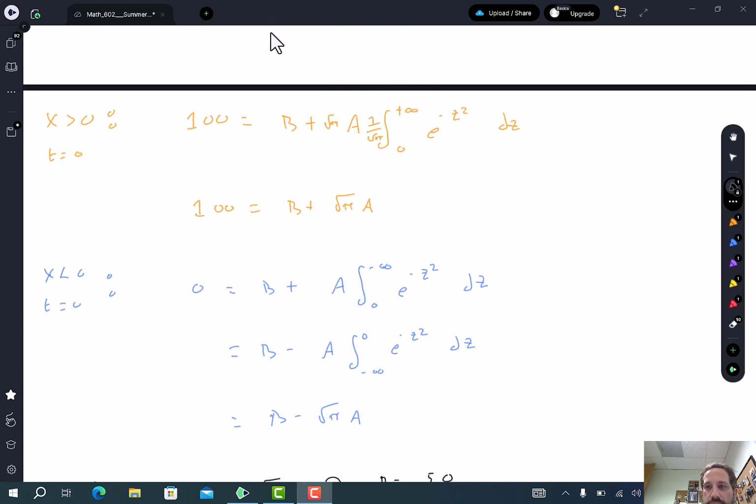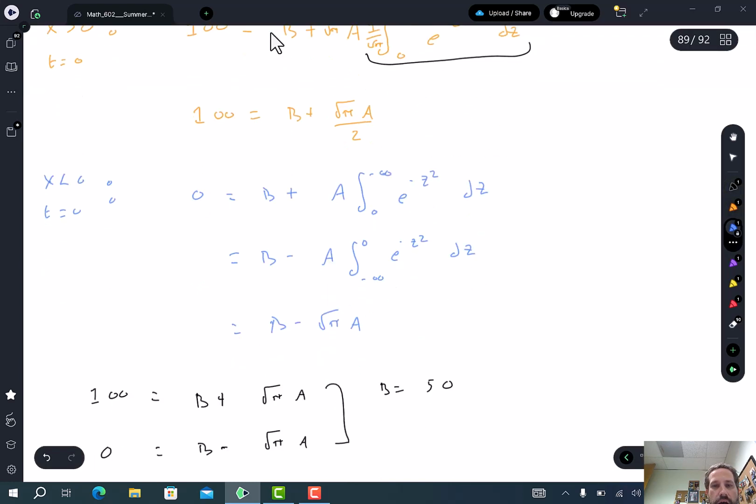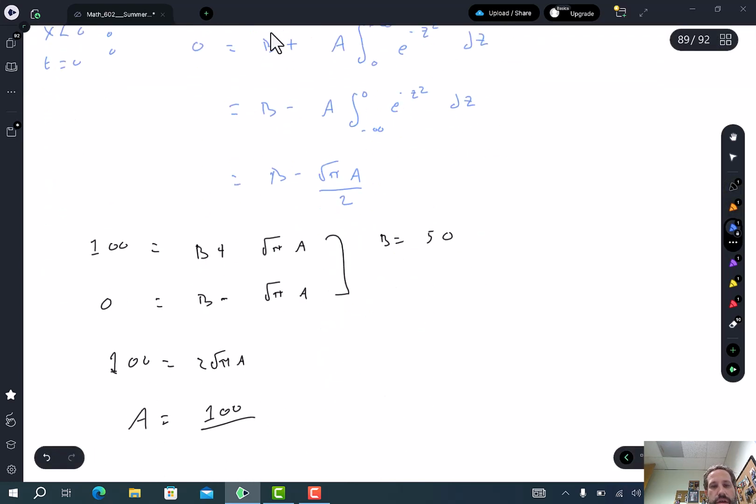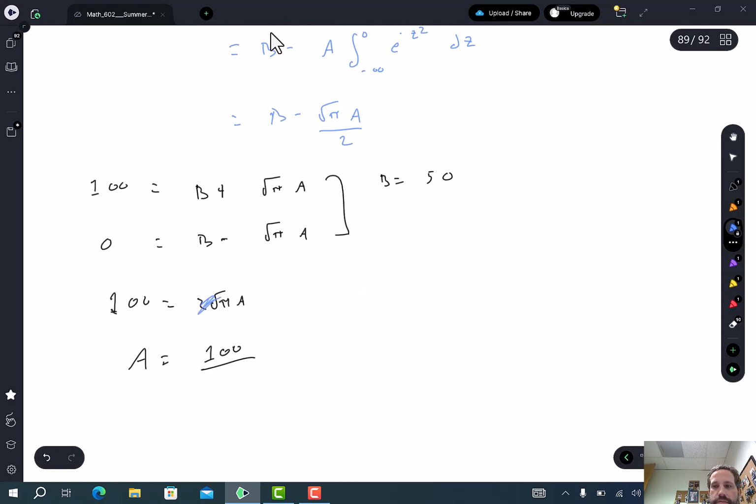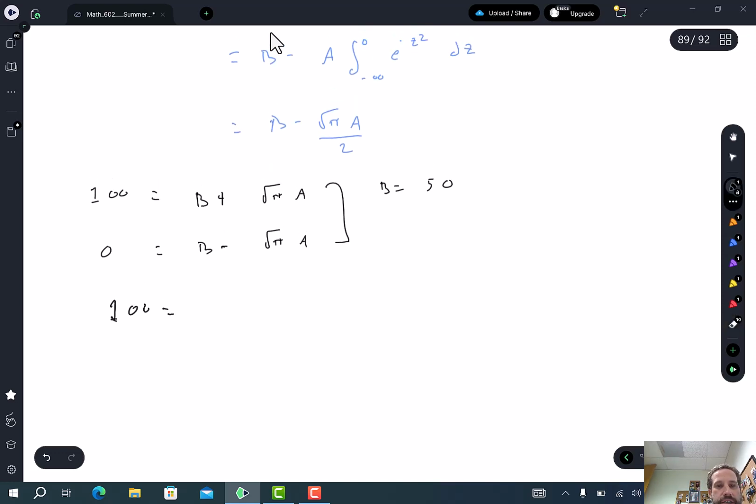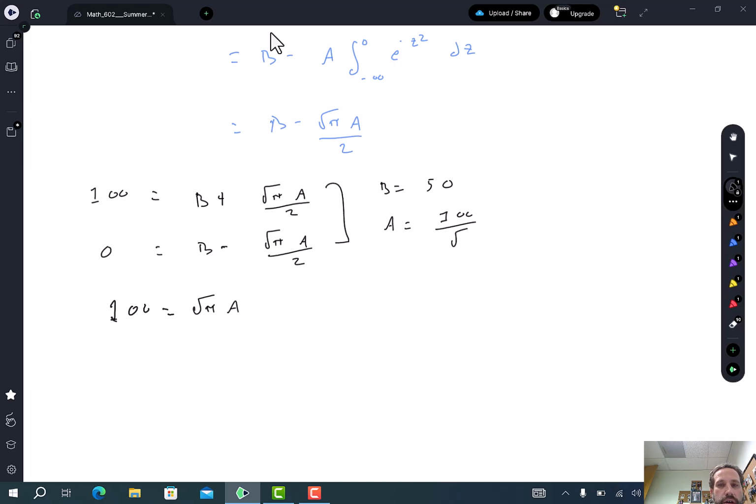Sorry, I just realized I made a mistake. That integral is equal to 1/2, so I need to divide that by 2, and divide this by 2. I could see that my answer wasn't going to give me the right thing, so I knew I had made a mistake somewhere. Sorry about that. So now if I subtract the second equation from the first equation, again I need to divide that by 2, that by 2, this is going to give me 100 is equal to the square root of pi times a. So a is equal to 100 over the square root of pi.